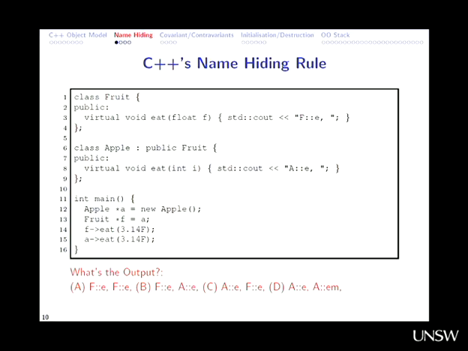So who thinks the output is going to be A-E and A-E? Oh, there's about 5 of you. Who doesn't know, by the way? Who thinks it's going to be something different? Why do you think it's going to be something different, other than the title of the slide? I thought it might be different because there'll be different virtual functions, one takes in a float, one takes in an int. You're onto it.